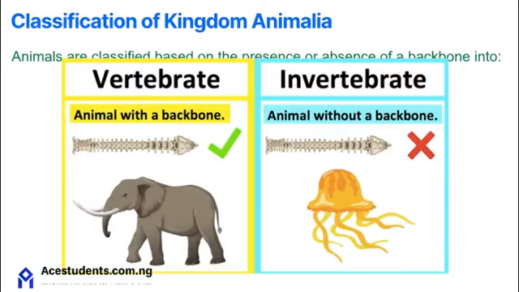Animals in kingdom Animalia are classified into two major groups based on the presence or absence of a backbone. Invertebrates are animals that lack a backbone, while vertebrates possess one. In this presentation, we will focus on invertebrates.